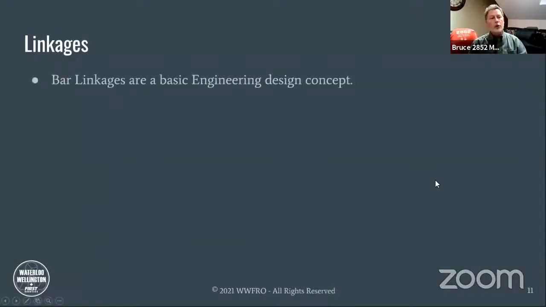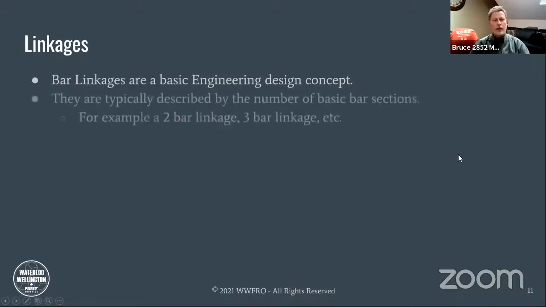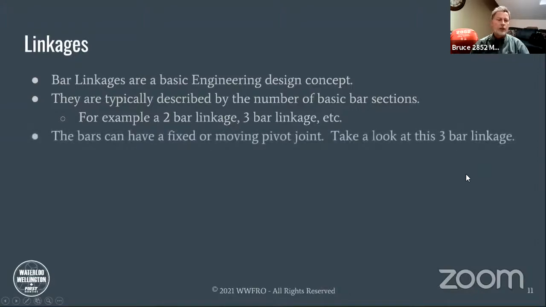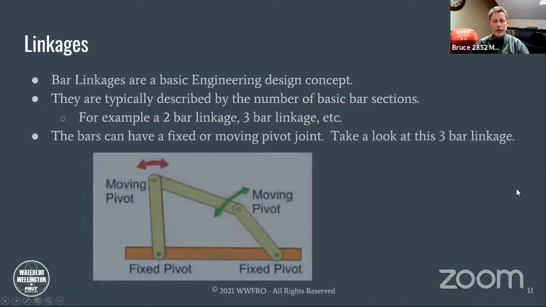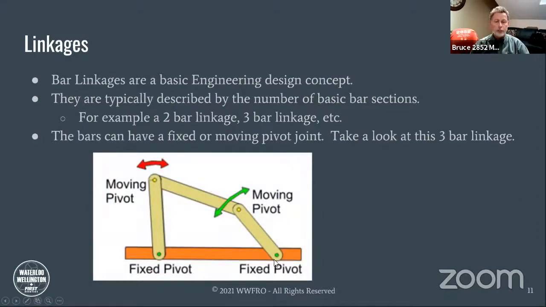Okay, so bar linkages are a basic engineering design concept. They typically are described by the number of basic bar sections. For example, a 2-bar linkage, a 3-bar linkage, etc. The bars can have a fixed or moving pivot joint. Take a look at this 3-bar linkage. You can see 2 fixed pivot points and 2 moving pivot points. As we rotate one of these bars about the fixed pivot, we will get a corresponding arcing motion out of this pivot.